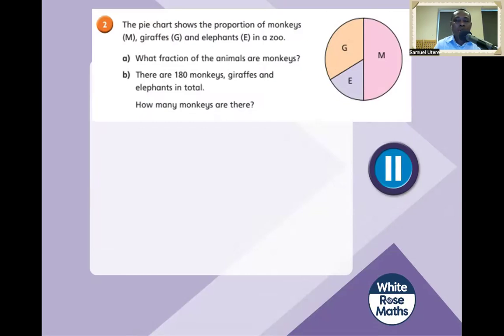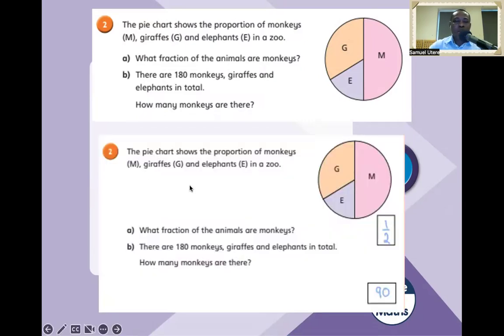Assuming you've paused the video and you've answered question 2, here are the answers. Let's discuss them. So here you're asked, the pie chart shows the proportion of monkeys, represented by M, giraffes, represented by G, and elephants, represented by E, in a zoo. What fraction of the animals are monkeys? You can see it's half of the whole circle, so it's half.